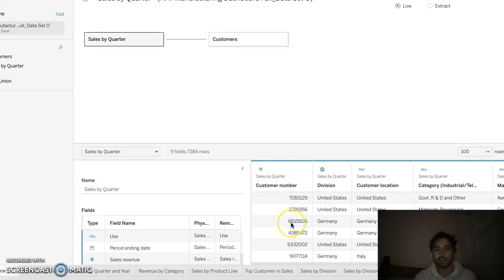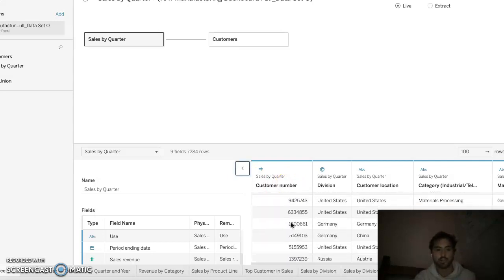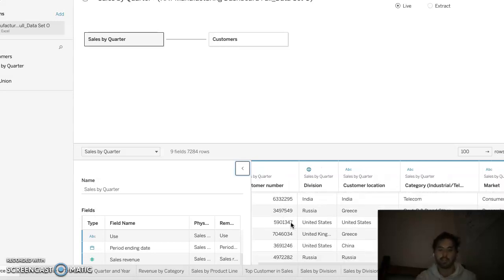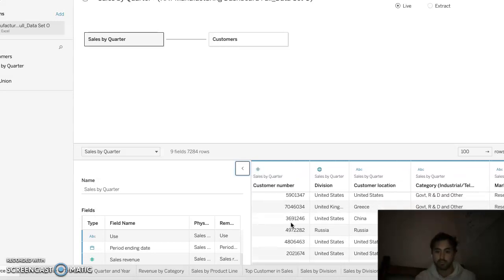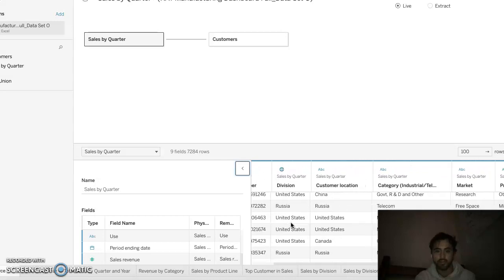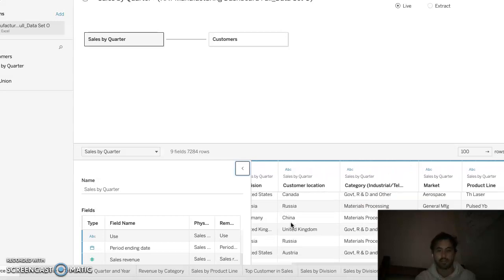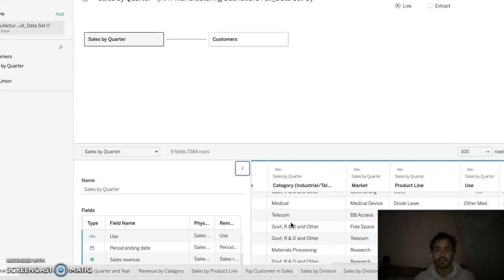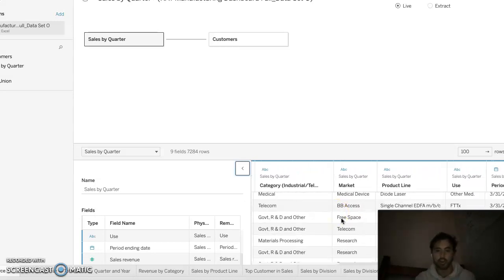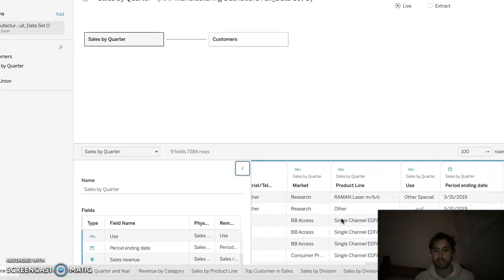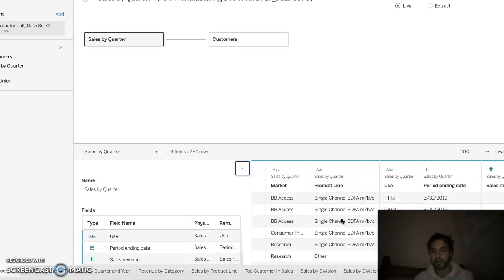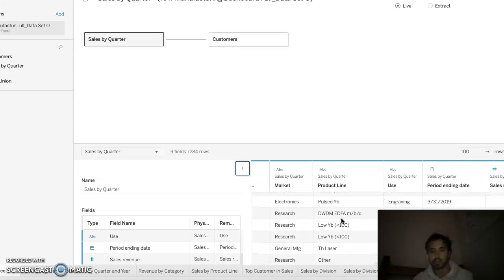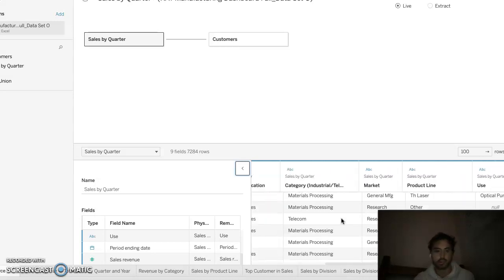So as you can see right here in the tables, the data suggests that we've collected customer numbers, various divisions, whether that's Russia, United States, Germany, UK, the location of the customer, the category of what we sell to them, their market, and then the product line, and then also our sales revenues for those product lines as well.